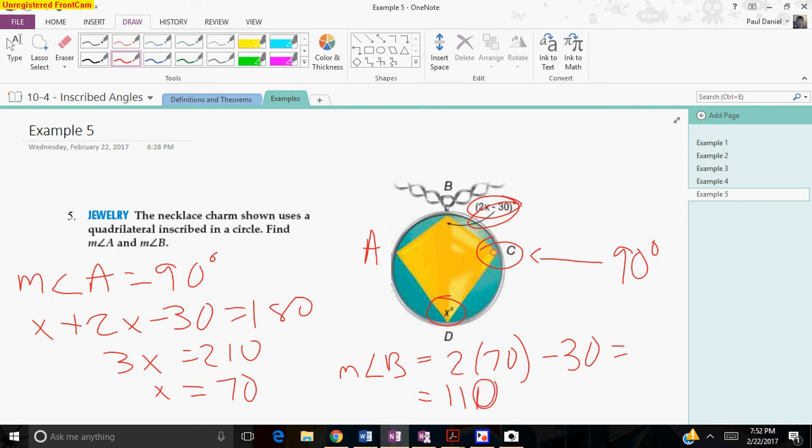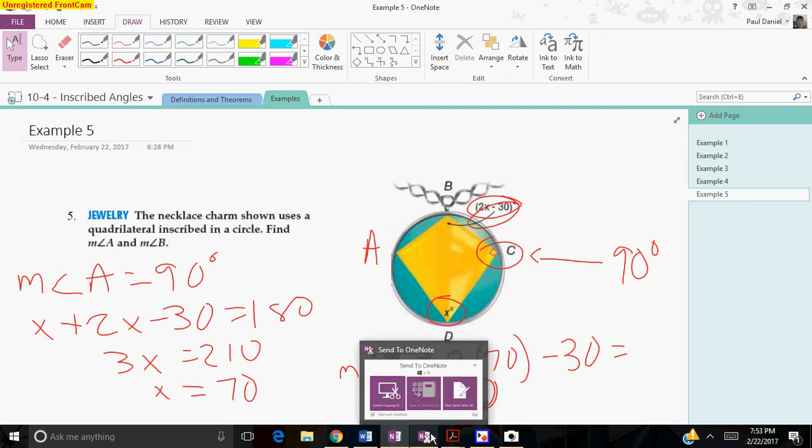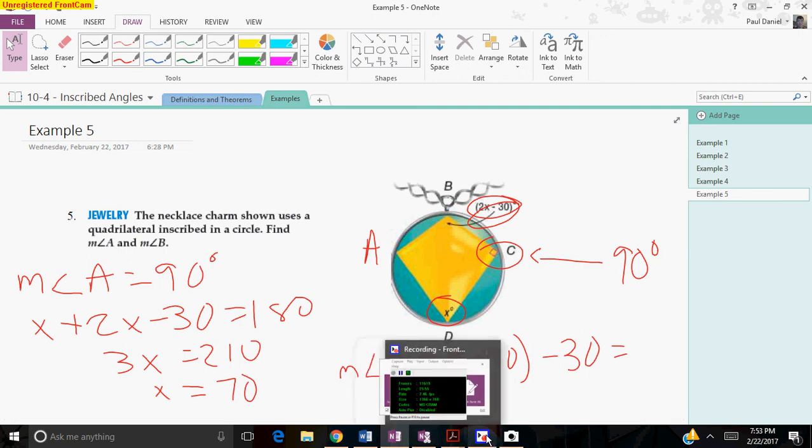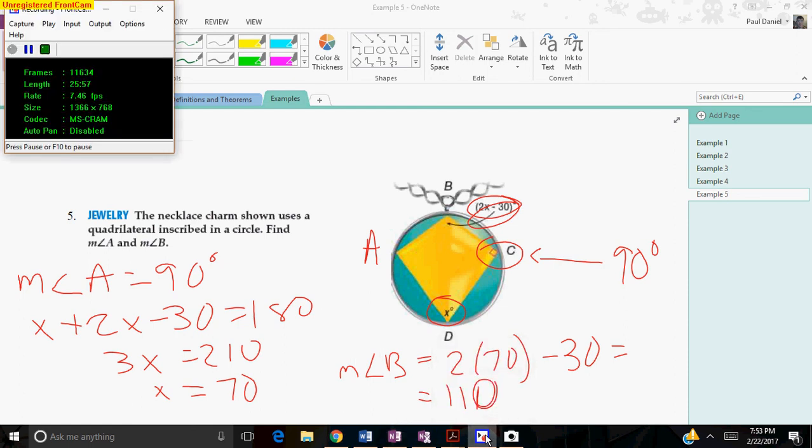Alright, so that gets us through this section on inscribed angles. I recommend you practice some problems out of the book, try the odd ones, use the ones that are on hot math so you can look at it. And again, let me remind you that you needed to have signed up for Khan Academy if you have not already.